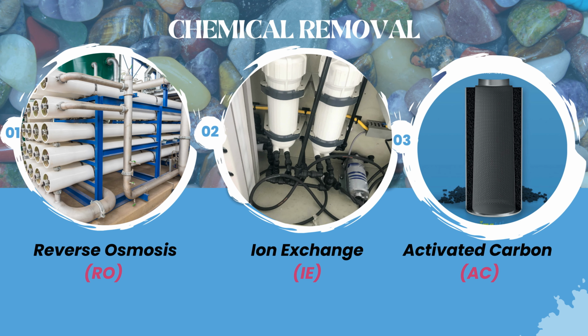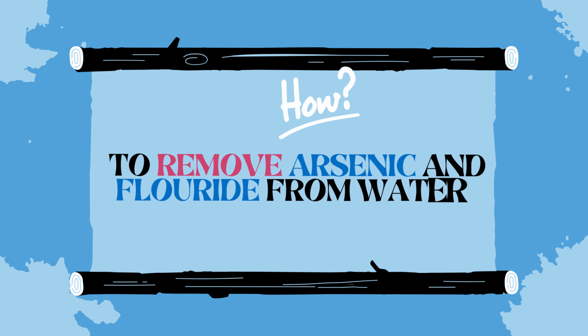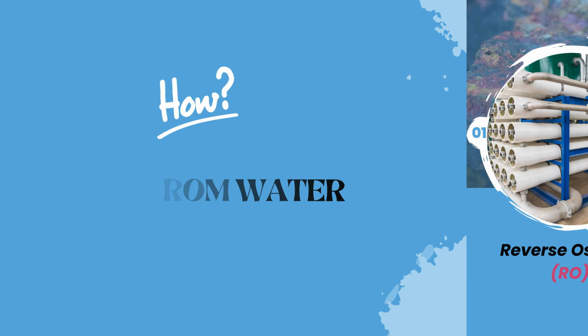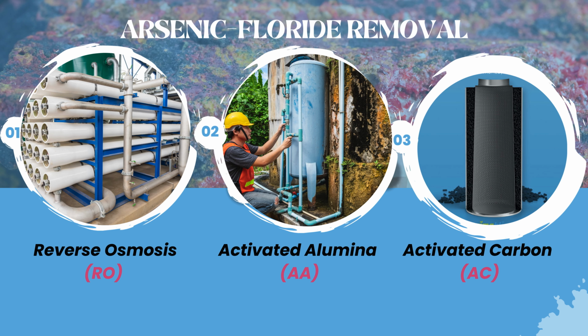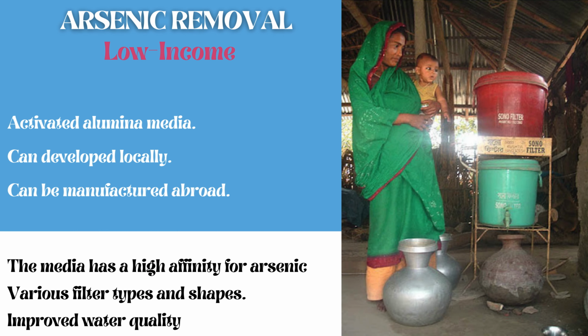The best option indeed is reverse osmosis, but it is an expensive option. Ion exchange is a great option to remove specific chemical hazards like iron, for example, while activated carbon is recognized as the best option for low budget. For arsenic and fluoride removal from water, reverse osmosis, activated alumina, and activated carbon can all be suitable. For low-income settings, activated alumina can be made in simple form for household purposes.